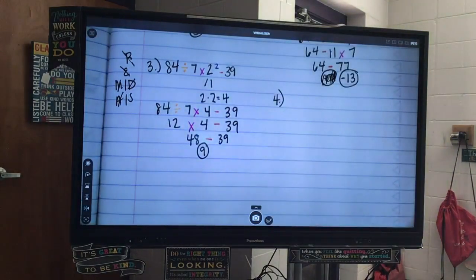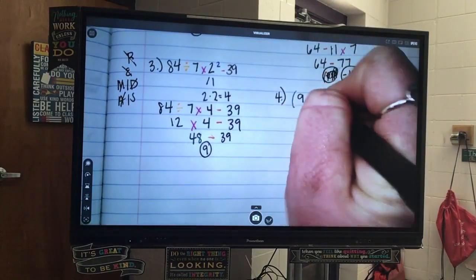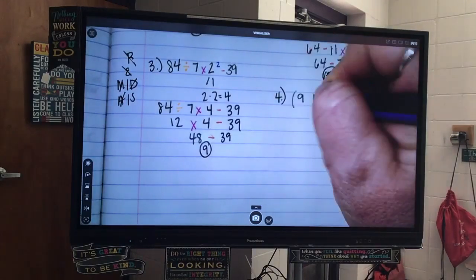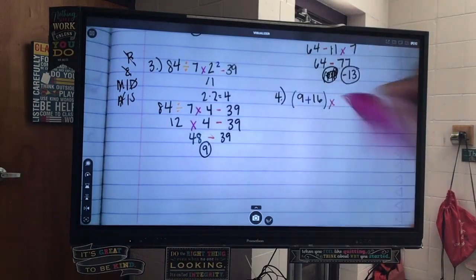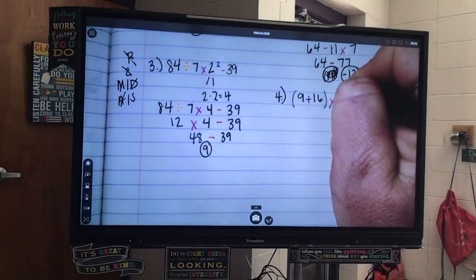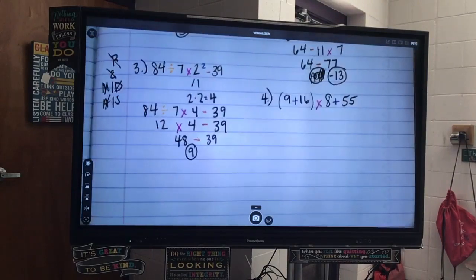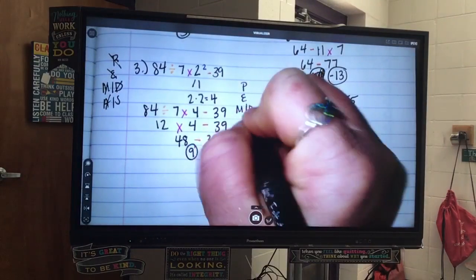All right, number 4. Inside parentheses, you are going to do 9 plus 16 times 8 plus 55. And then next to your problem, do your P, E, M slash D, A slash S.